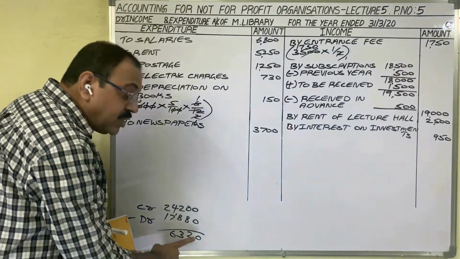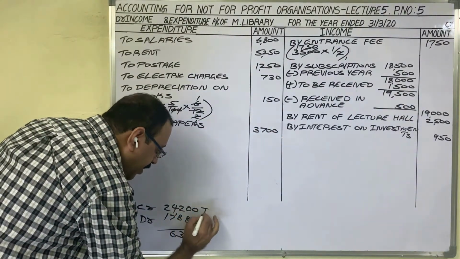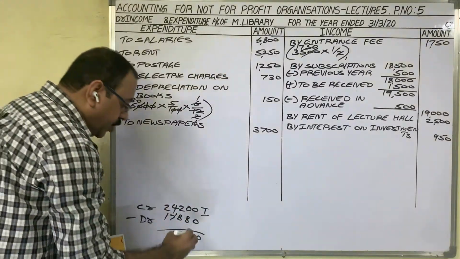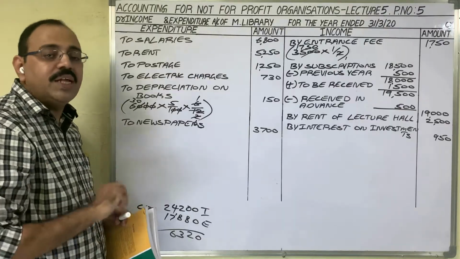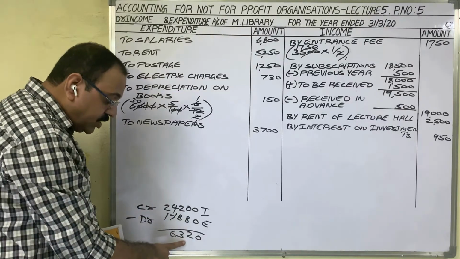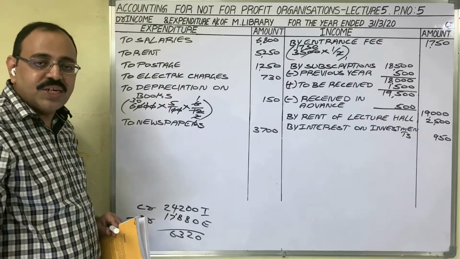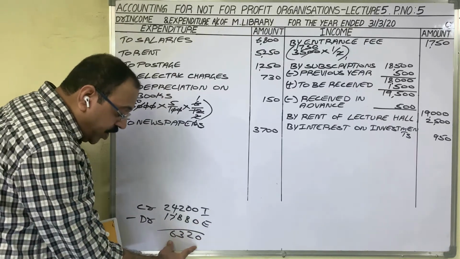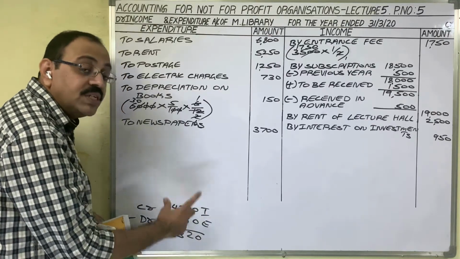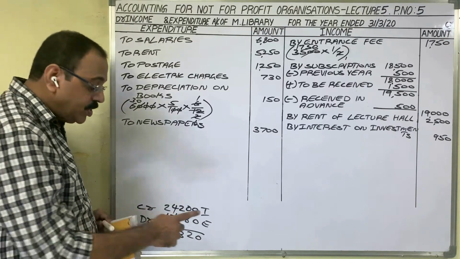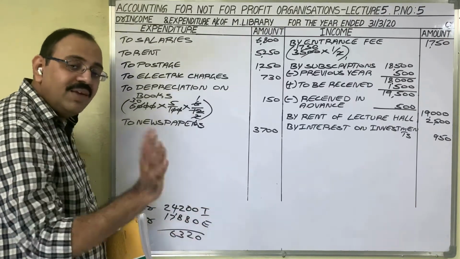This amount is surplus or deficit? Credit side we wrote incomes and gains. Debit side we wrote expenses and losses. Income is more than expenditure. Therefore difference is known as surplus. As this is a not for profit organization, we should not use profit or loss words. Instead of that, surplus or deficit words we should use. Suppose expenditure is more than income. In that case, our answer is known as deficit.